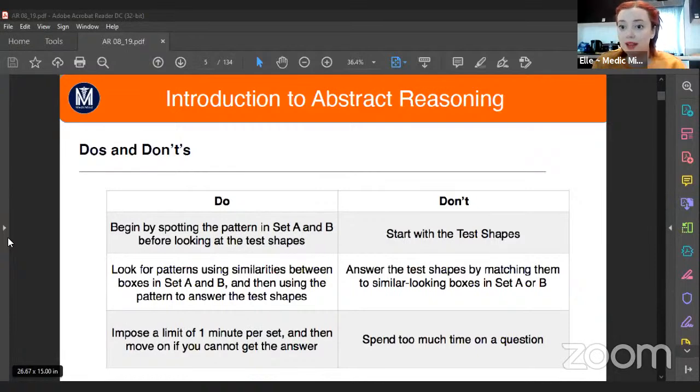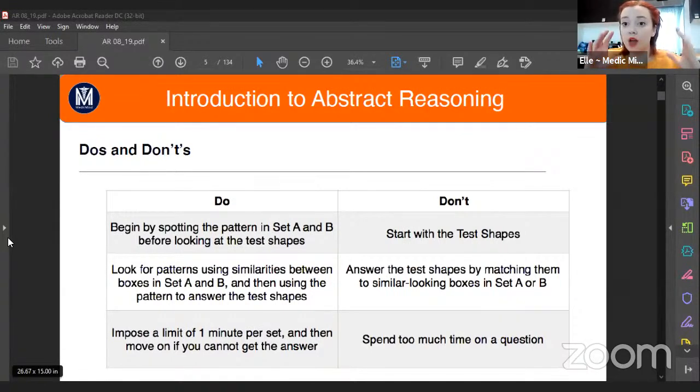So that's very much linking back to the idea of spotting the pattern and imposing that limit of 1 minute per set. I know I'm repeating myself a little bit, but this is because it's really the crux of how you're going to approach these questions. So it's really important to stick to spotting the pattern first and sticking to just over a minute per set of questions. Things not to do, starting with the test shape.